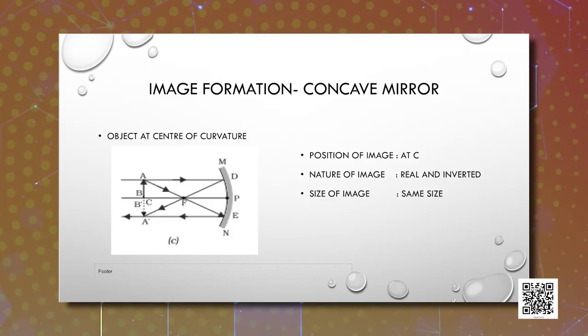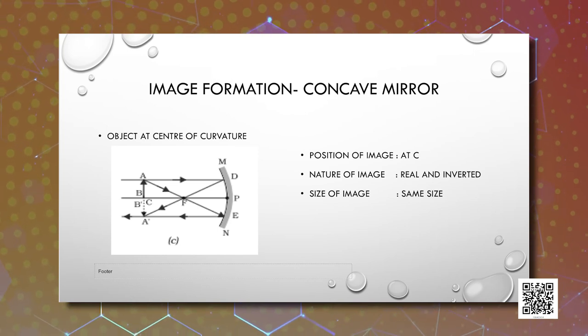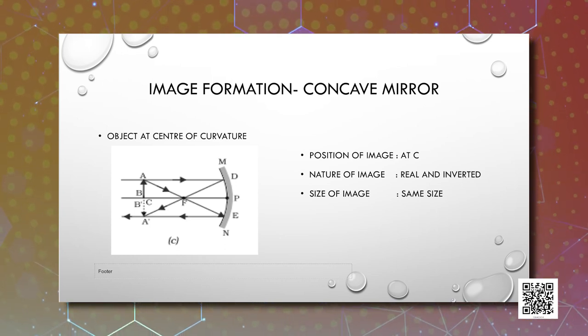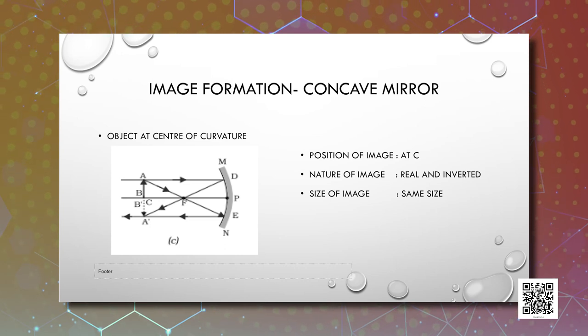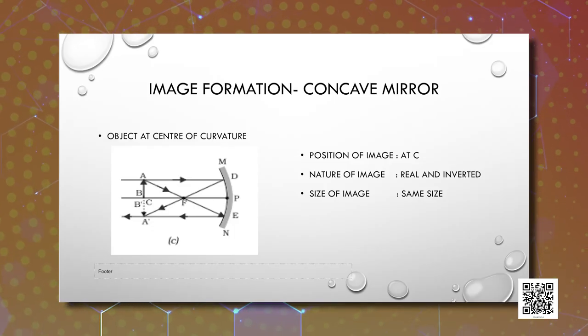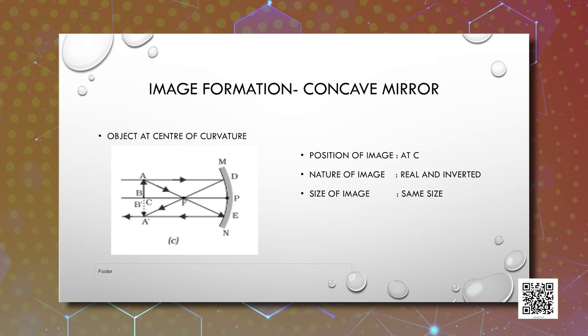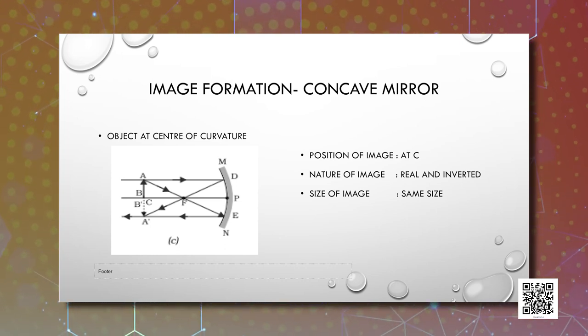Now we will move on to the next case, when an object is placed beyond the center of curvature of the concave mirror. In order to frame the image, we will consider a ray starting from the object and incident parallel to the principal axis. As seen in the figure, after reflection, it will pass through the focus of the mirror. Another ray passing through the center of curvature of the mirror will simply retrace its own path. Both reflected rays will meet between focus and center of curvature of the mirror, forming a real, inverted, and diminished image.